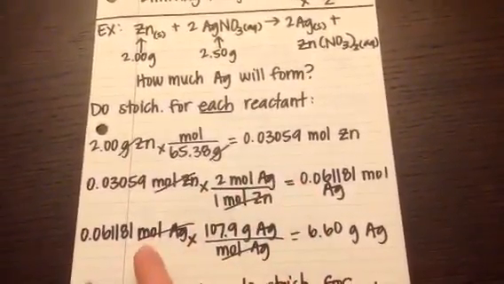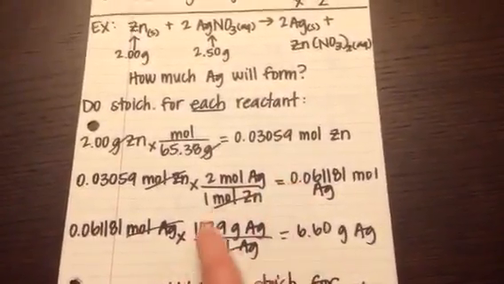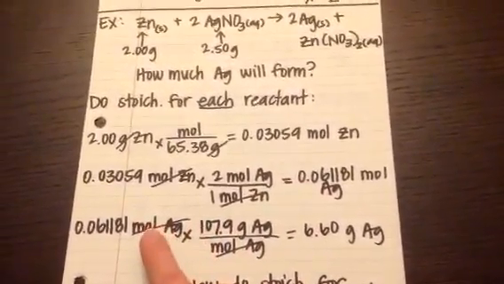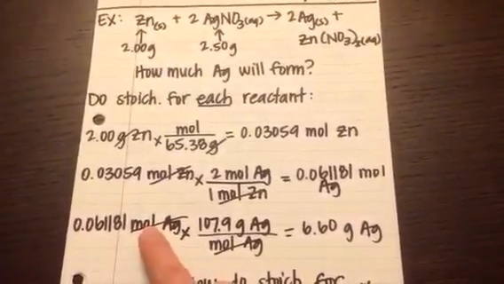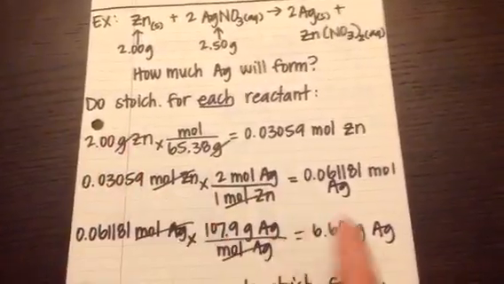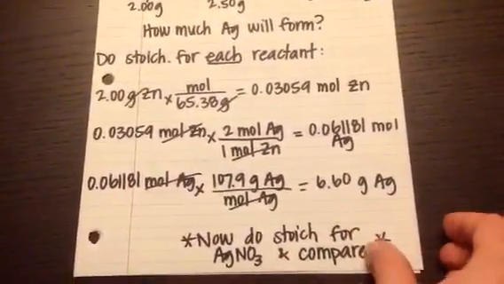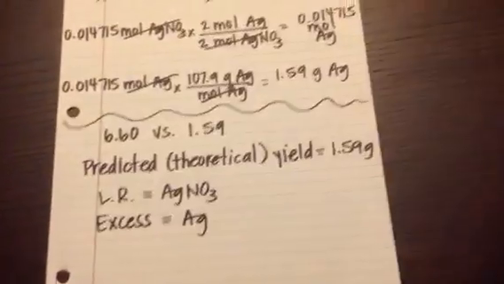And then step 3 of stoichiometry is to convert moles back to grams. So I take my molar mass of silver, multiply it by the number of moles I just came up with. So from my 2 grams of zinc, I can produce 6.6 grams of silver. But I've got to do it for the other reactant and then compare.